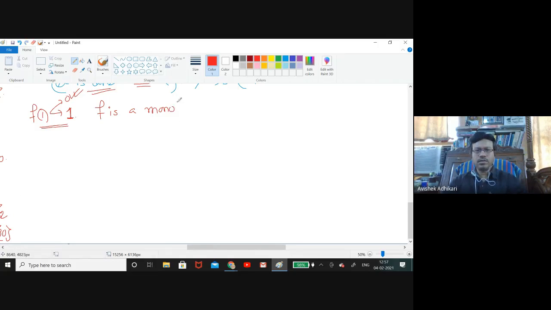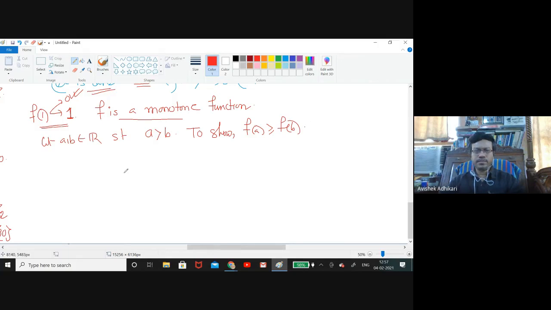Monotone function. So what does it mean? Now, to prove this, f is a monotone function, let a and b belong to R such that a is greater than b. Now our aim is to show f(a) is greater than or equal to f(b). That is our aim. How to prove that?